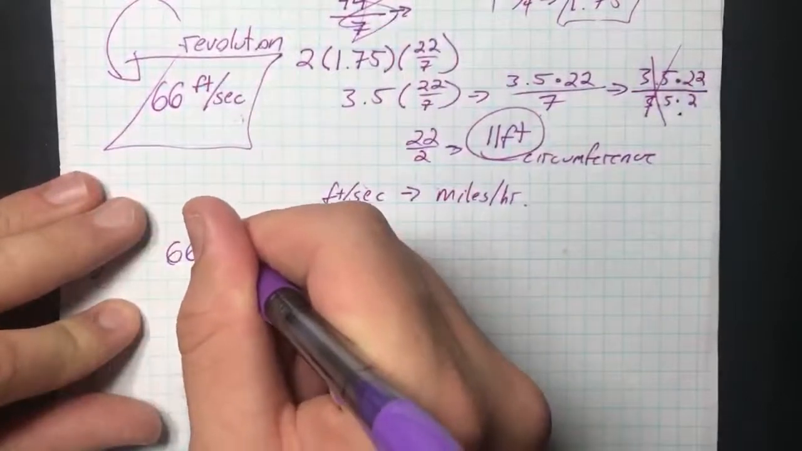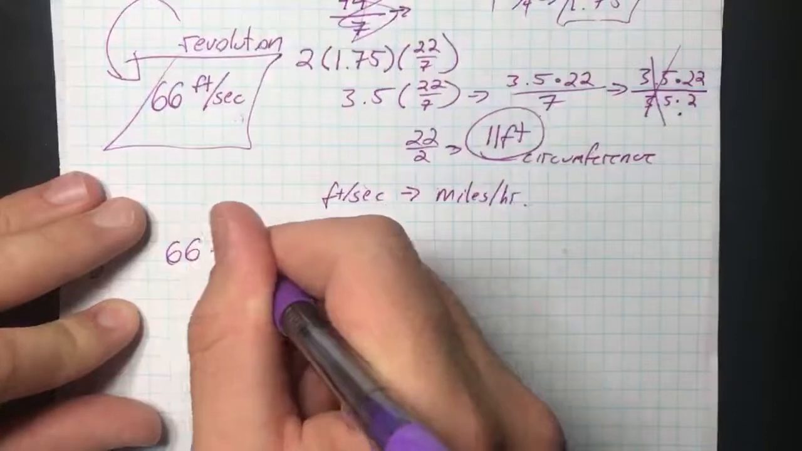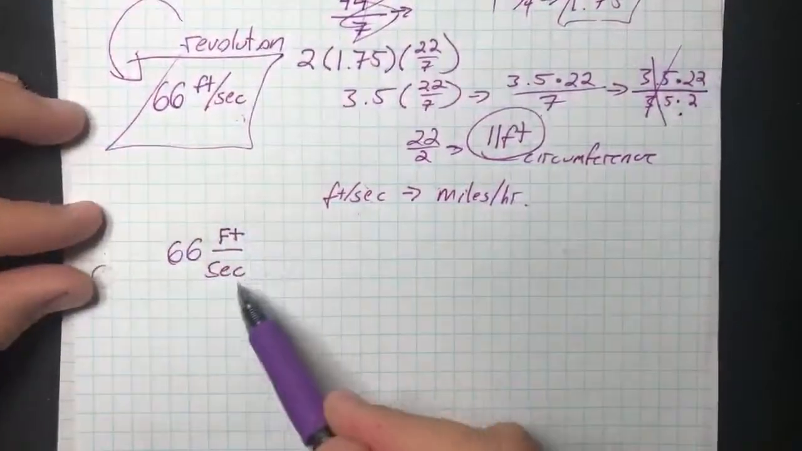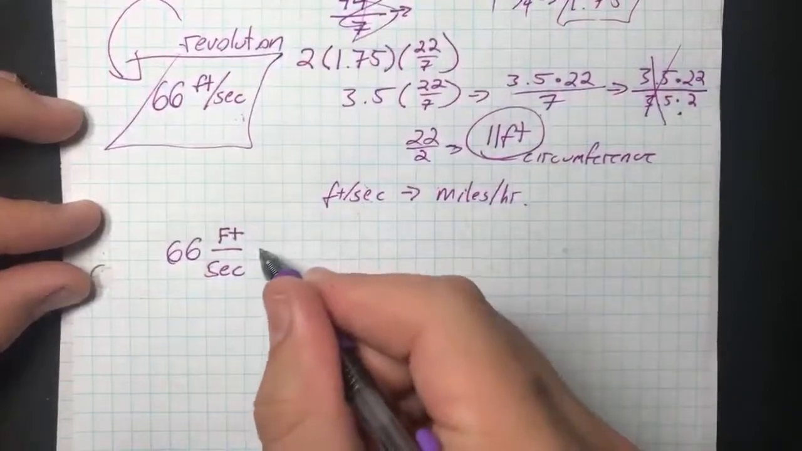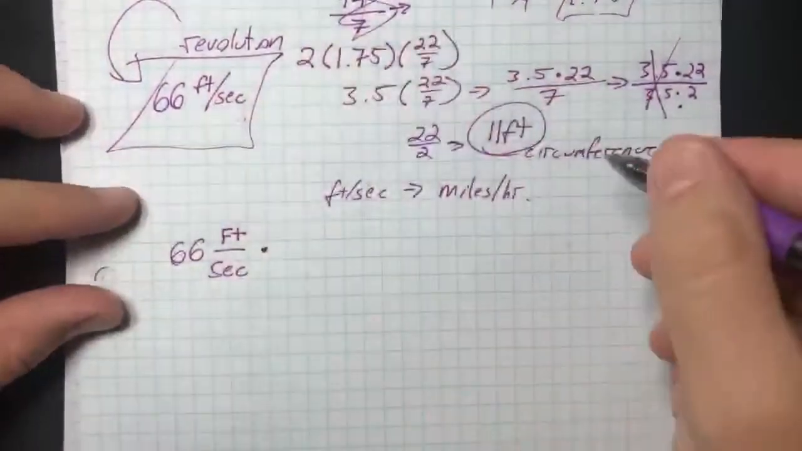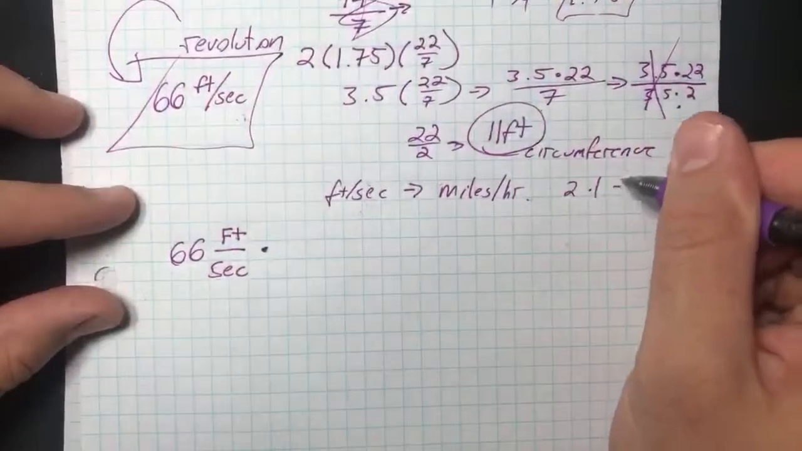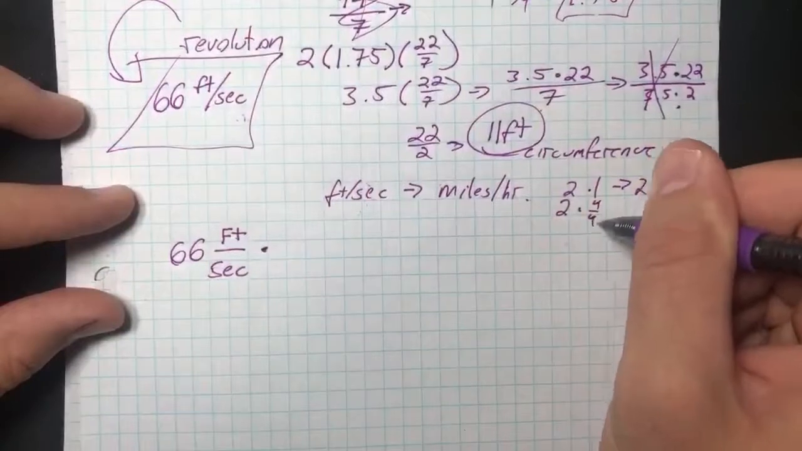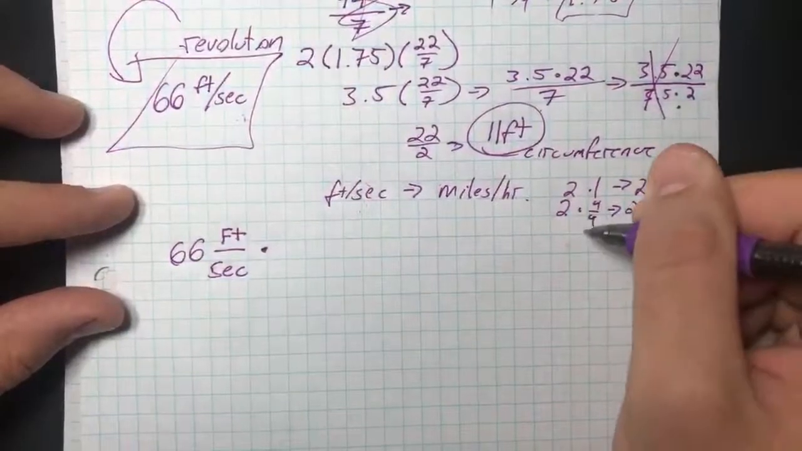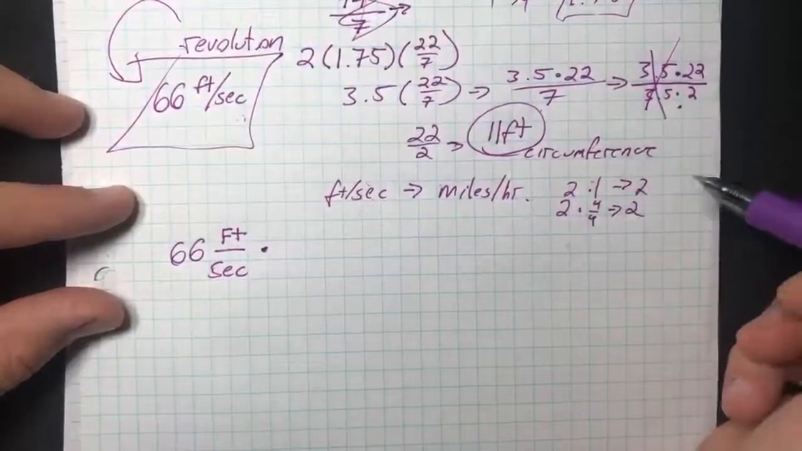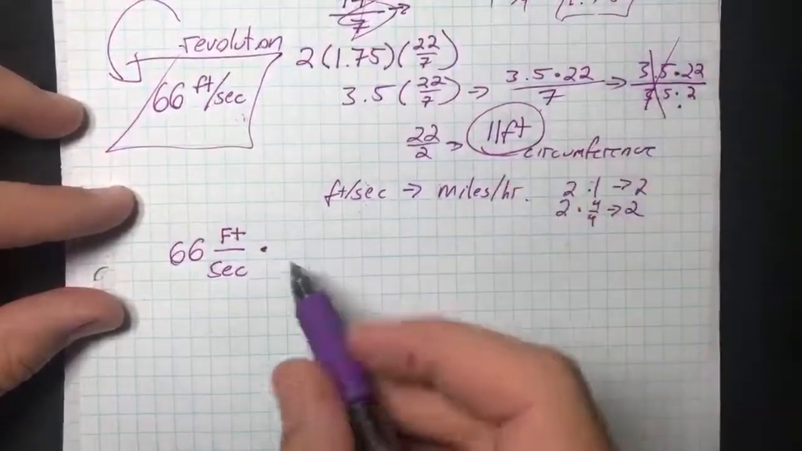66 feet a second, okay? So now I'm gonna write it like this, because then we can multiply it by 1. You don't change a number if you multiply it by 1. Like if I have 2 times 1, that's still gonna be 2. If I have 2 times 4 over 4, that's still gonna be 2, because 4 over 4 is 1, right? So as long as we multiply numbers by 1, then we're good to go.